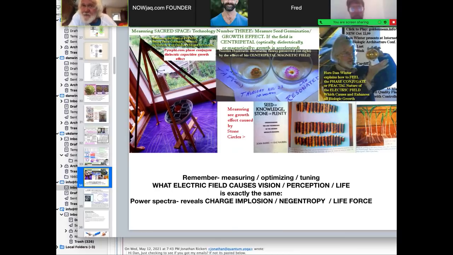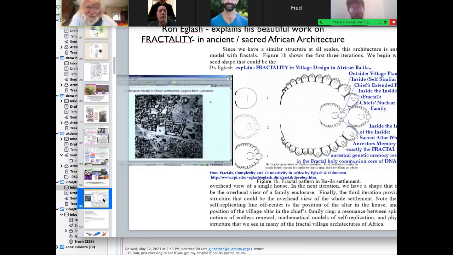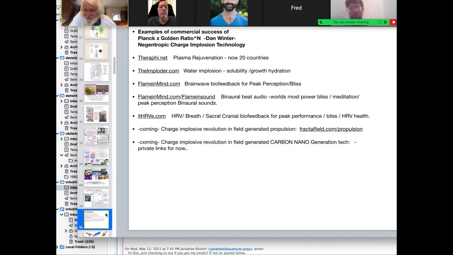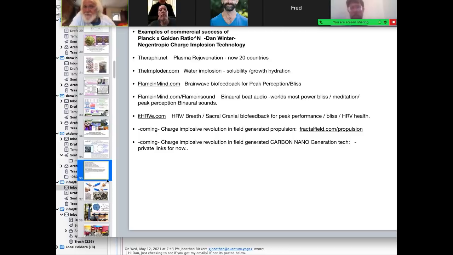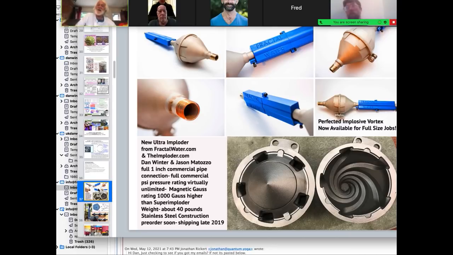For example, the primary function of many of the early pyramids was simply to treat seeds to grow, as now why Therify.net is used for plasma treatment in biodynamics, for example. Zap the seeds. Hello. And this explains why African architecture is profoundly fractal. So examples of commercial success using basically technology of Ascension, technology of Implosion, are Therify.net, theimploder.com, flameinmind.com, iThrive.com, and look out for our carbon nano and energy tech coming soon.